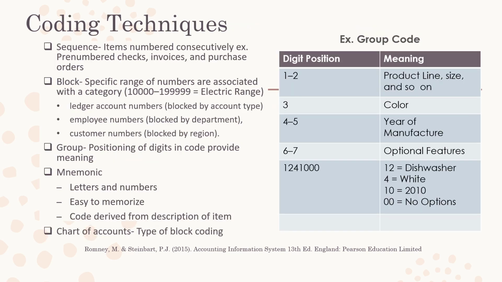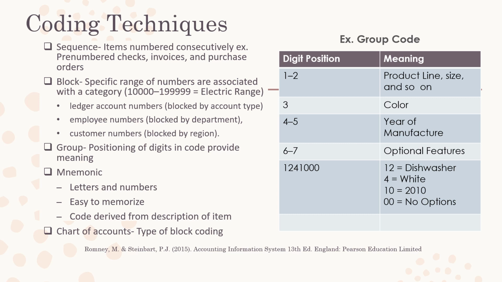Coding techniques. Data in ledgers is organized logically using coding techniques. This is a systematic assignment of numbers or letters to items to classify and organize them. So we have sequence coding, block coding, group coding, and mnemonic coding. With sequence coding, items are numbered consecutively to account for all items. Any missing item causes a gap in the numerical sequence. Our examples here are pre-numbered checks, invoices, and purchase orders.